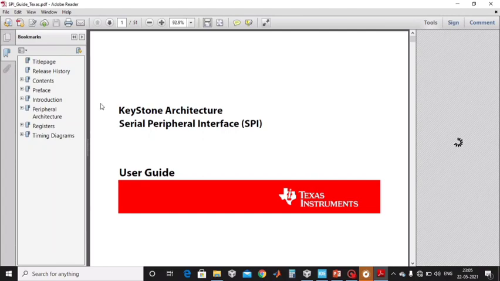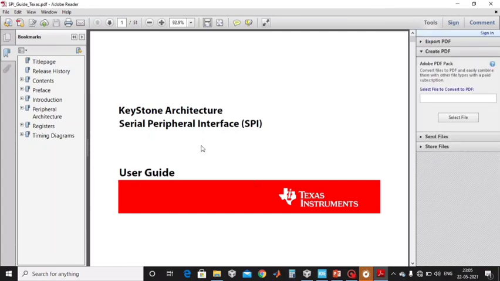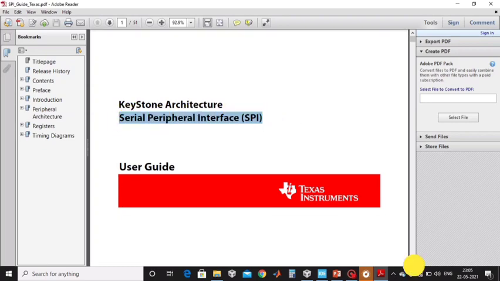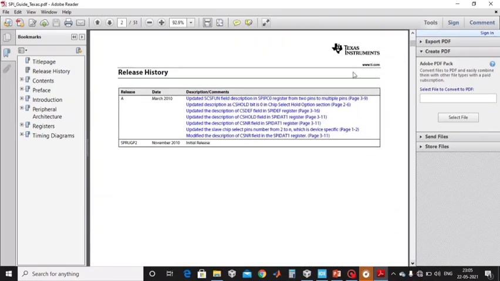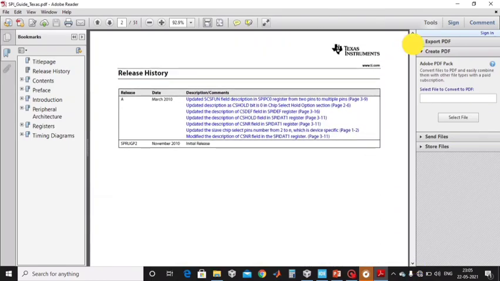So this is the document, a technical note, a user guide by Texas Instruments on serial peripheral interface. So first of all, I will tell you what SPI is.